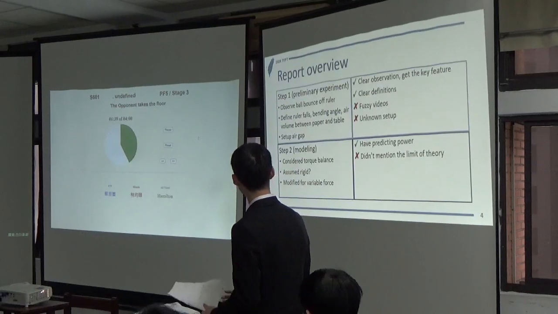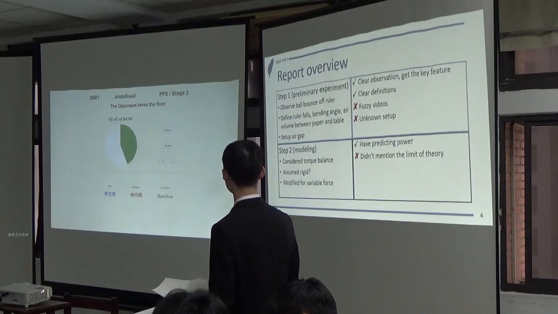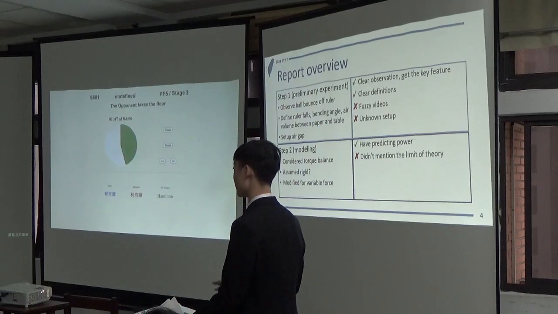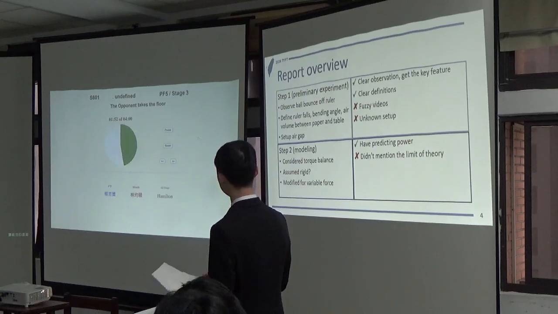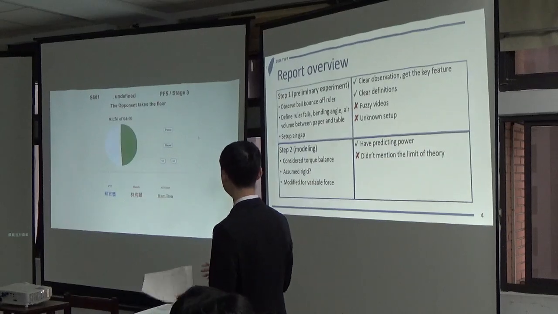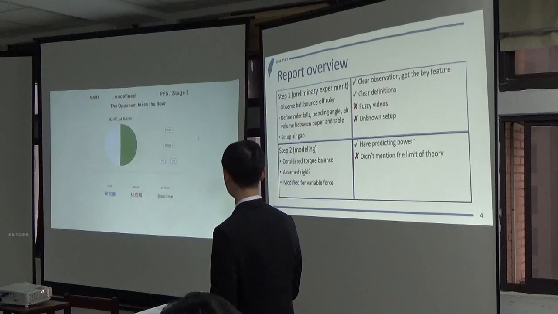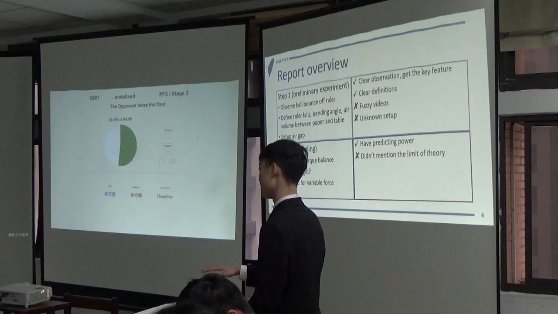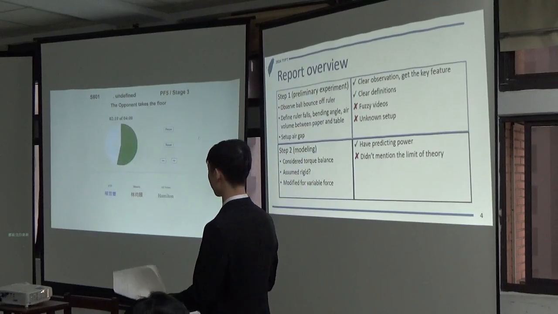So for the report overview, we think that for the preliminary experiment, you observe the ball bounce off the ruler when covered by paper, and you get the key feature and have a clear observation of the phenomenon. But we think that you didn't actually define the falling of the ruler and the bending angle of the ruler, or the air volume between the paper and the table. But you did change the air gap between the paper and the table. So that's a good change in your setup.